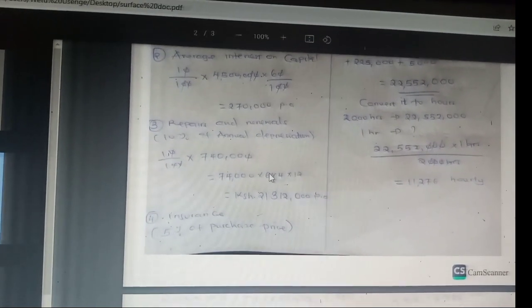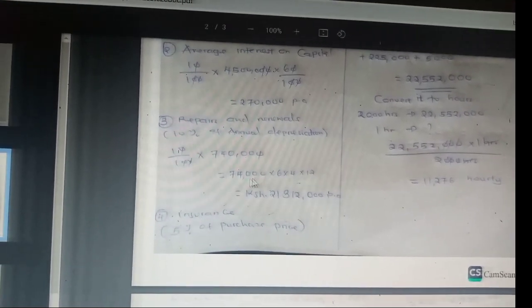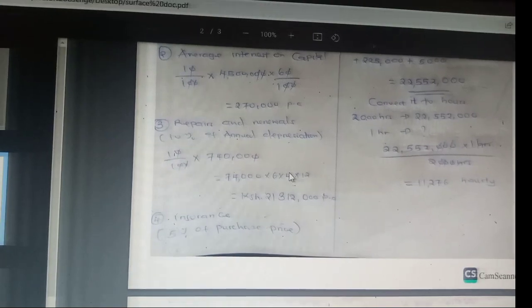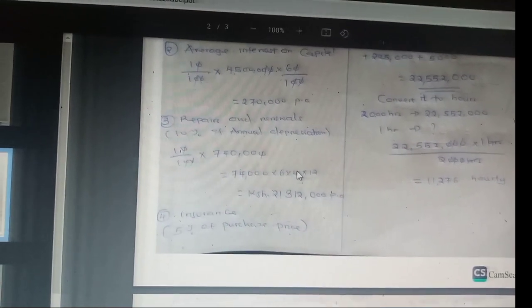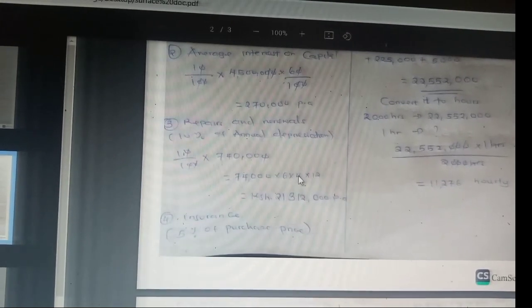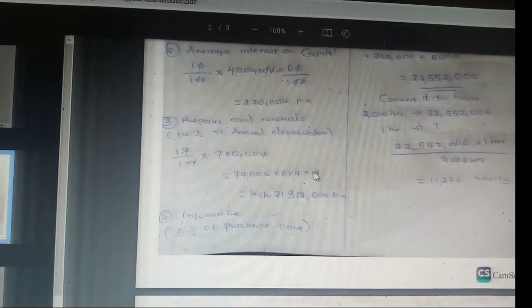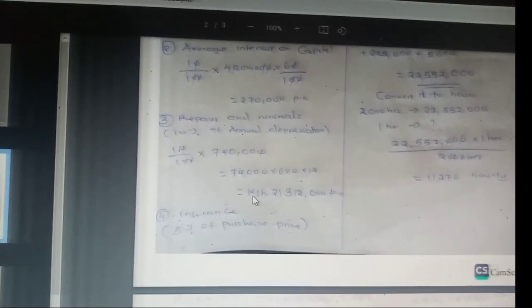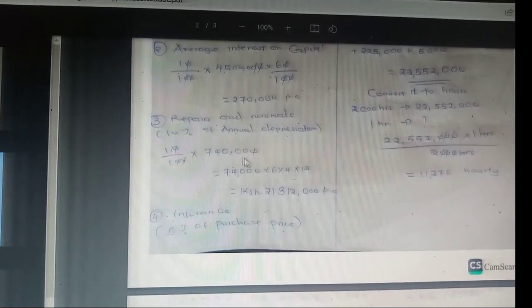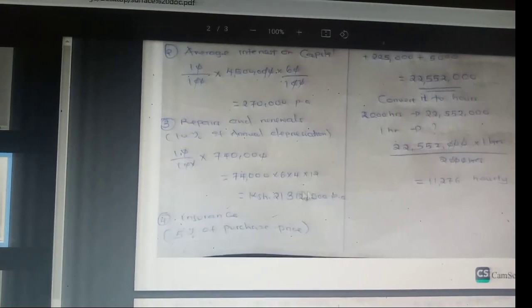Then after converting it into weeks, remember a month has 4 weeks. Then you multiply it by 4 to convert it into 1 month. Then after converting it into a month, you multiply by 12 to convert it into a year, because a year has 12 months. So the cost of repairs and renewals will be 21,312,000.